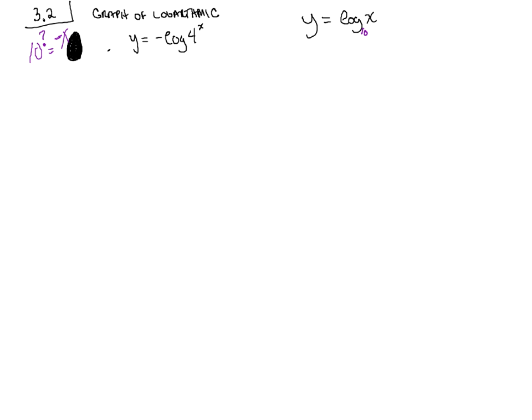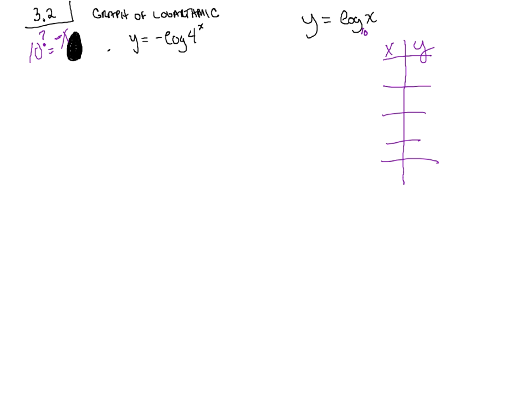So when I go to choose the values that I want to plug in, and I really should have put f of x there, but we know that f of x is y, so I'll just leave it as y right now. We know that we don't want to choose any negative values for x in this parent form as it is.